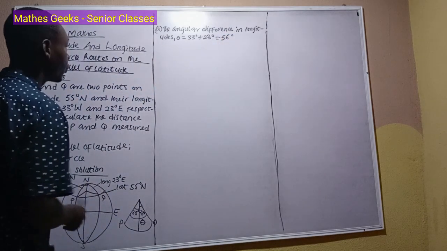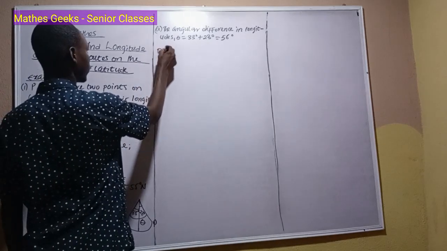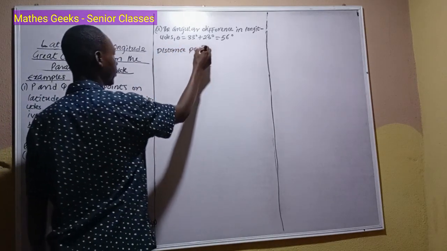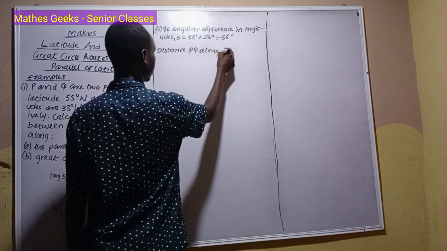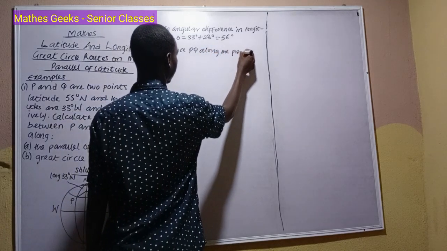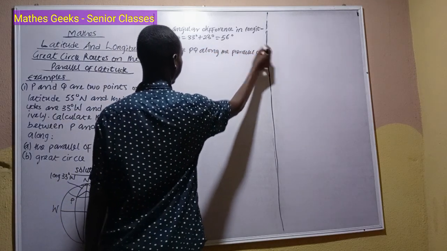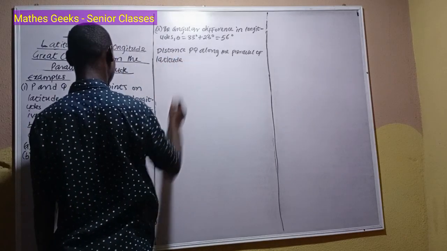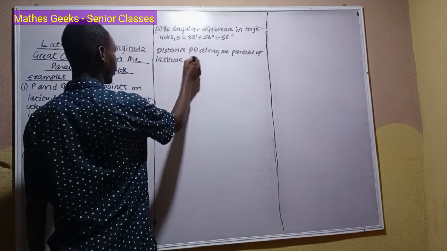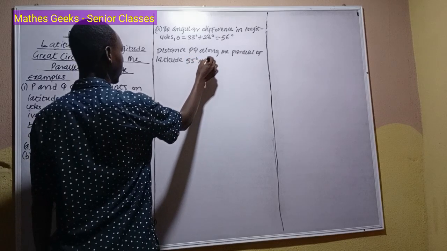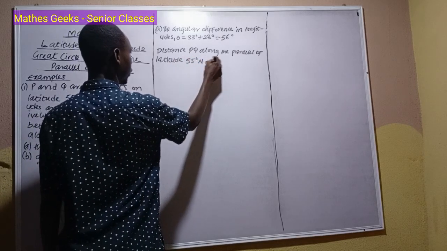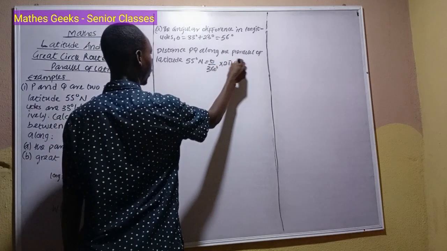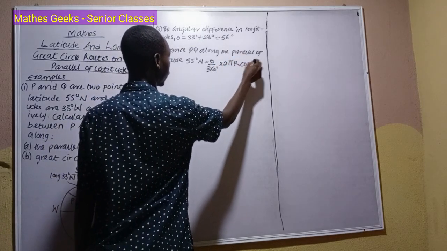So distance PQ along the parallel of latitude 55 degrees north is equal to theta over 360 degrees times 2 pi r cos alpha.